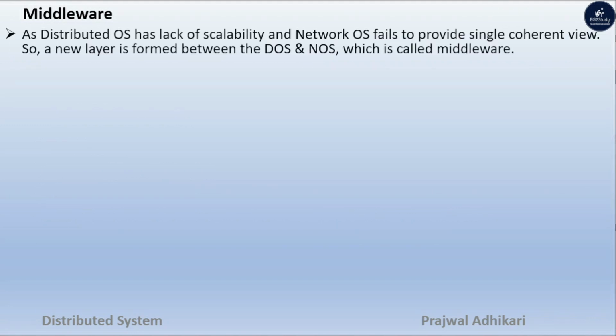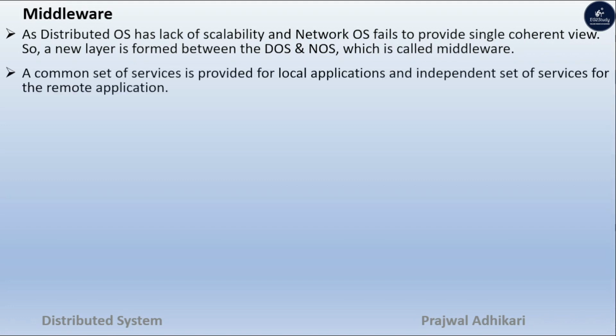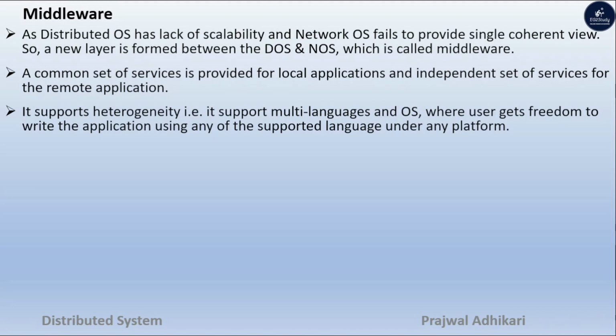Middleware. As a distributed operating system lacks scalability and a network operating system fails to provide a single coherent view, a new layer is formed between the distributed operating system and the network operating system, which is called middleware. A common set of services is provided for local applications and an independent set of services for remote applications. It supports heterogeneity, that is, it supports multiple languages and operating systems, where the user gets the freedom to write the application using any of the supported languages under any platform.